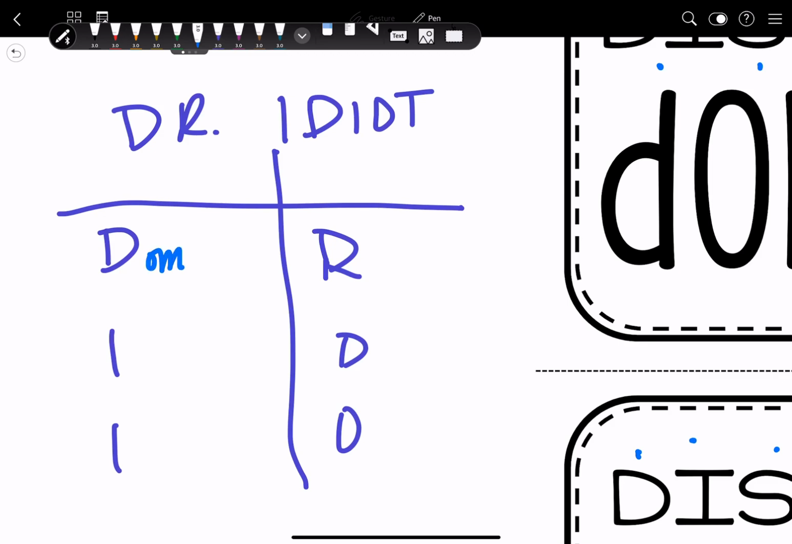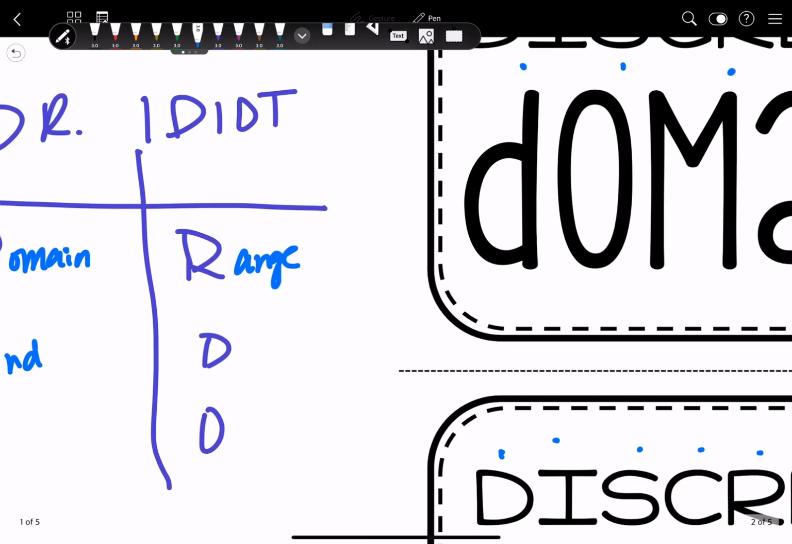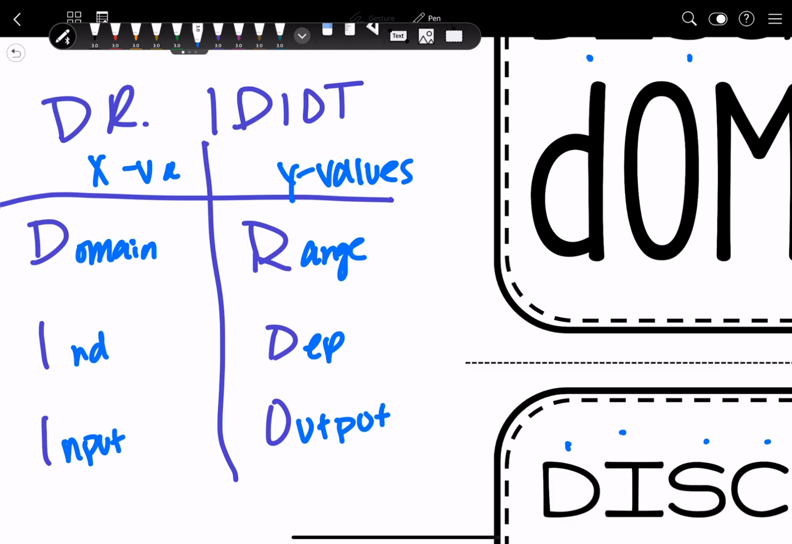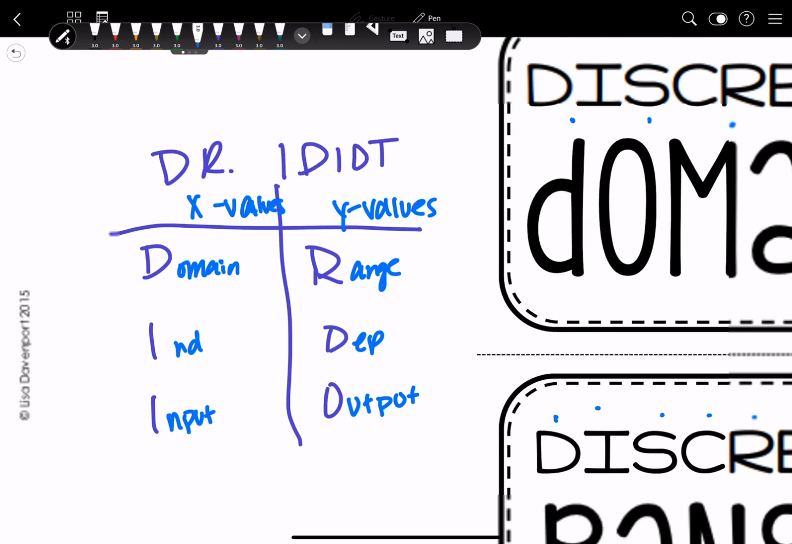We've got domain, range, your independent variable or values, your dependent variable or values, your input, your output. And as with your T chart that we usually do, this is our X value and these are our Y values. And I like to put values in there so we remember that's what it's referencing. Yay! And now we remember Dr. Idiot.